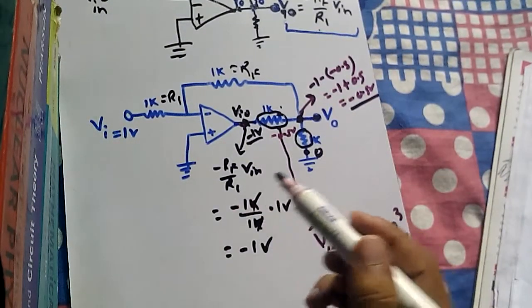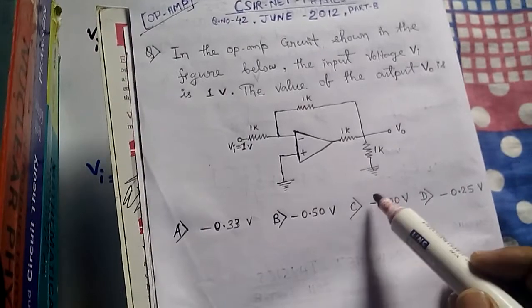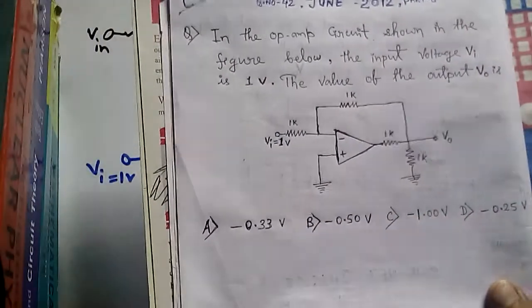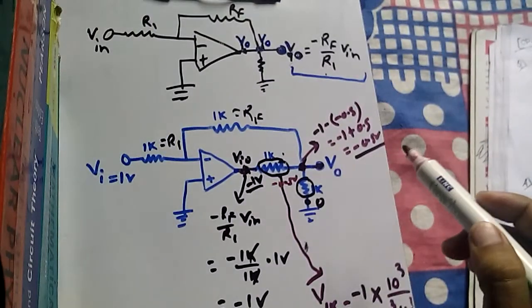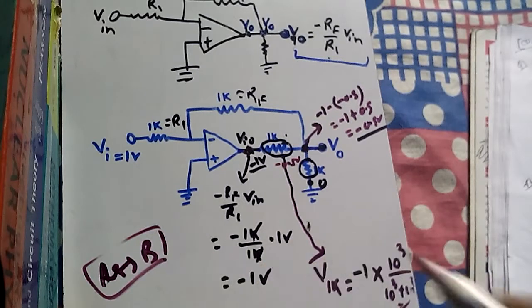But again let me tell you that for this specific problem there is a confusion, that somewhere I have seen the answer is C, but somewhere I have seen the answer is B. But now it is clear, and this is the right answer, minus 0.5. So the answer is B. Thank you.